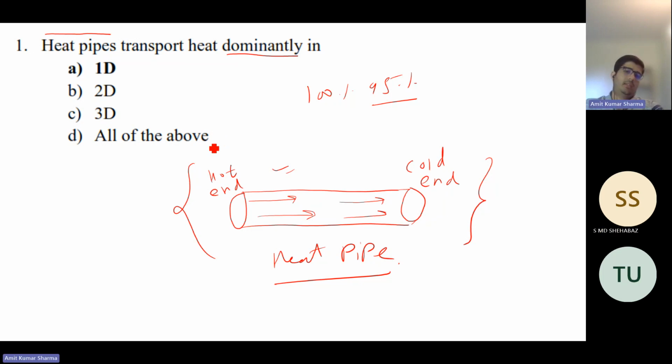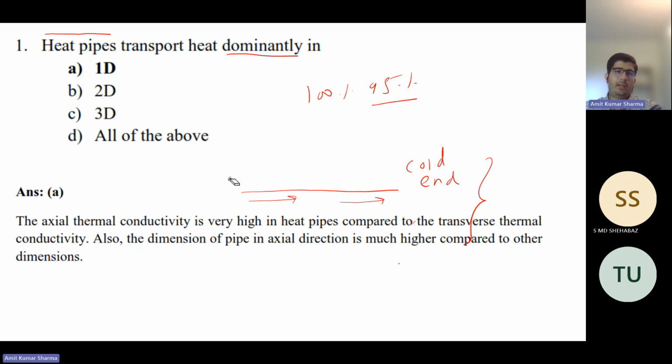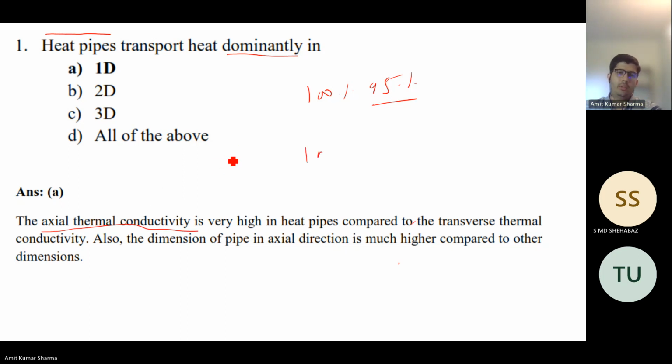Okay, so the correct answer is answer A. Dominantly the heat transport in heat pipes will be in one direction only, 1D. That's why they are famous, because the axial thermal conductivity is very high in heat pipes. It is in the range of 1000 watt per meter Kelvin. So the axial thermal conductivity is very high in heat pipes compared to the transverse thermal conductivity.